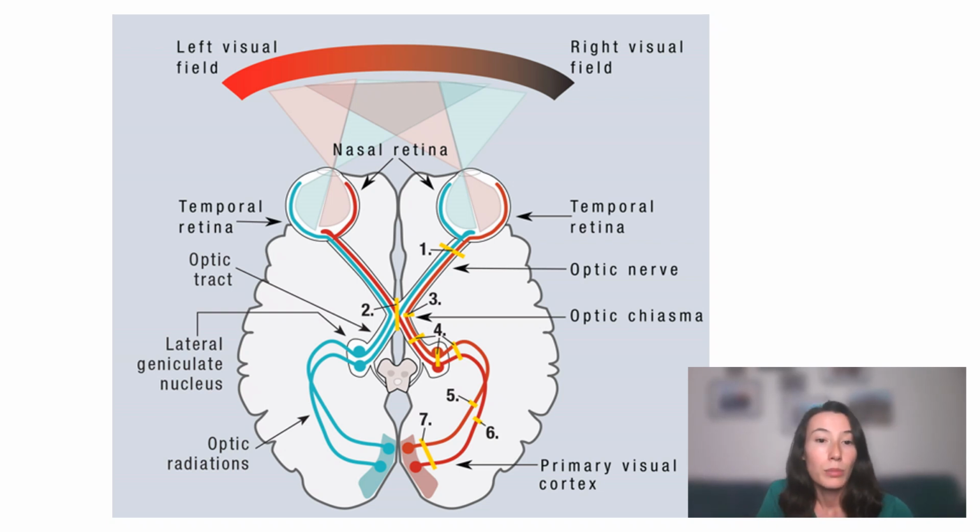So blue, aka the left side of each eye, stays on the left. Right, aka the right side of each eye, stays on the right side of the brain. Once it reaches the LGN, this is where the information is then sent to the primary visual cortex through what is known as the optic radiations.